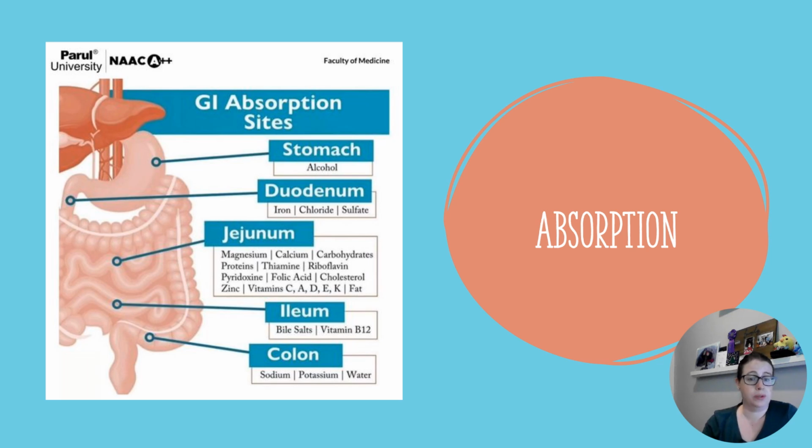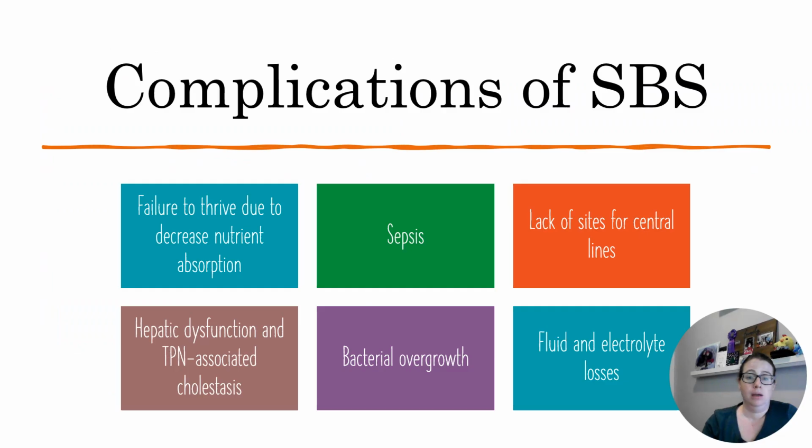The jejunum absorbs all of those vitamins you can see listed there. And when you have less surface area, you lose more of them on the way out. Also, check out the duodenum, and you can see that iron, chloride, and sulfate are absorbed there. So for those of you who might have had a patient with a J tube or a GJ tube, where they were getting feedings through that J tube, you can see how bypassing that duodenum could put them at greater risk of iron deficiency anemia.